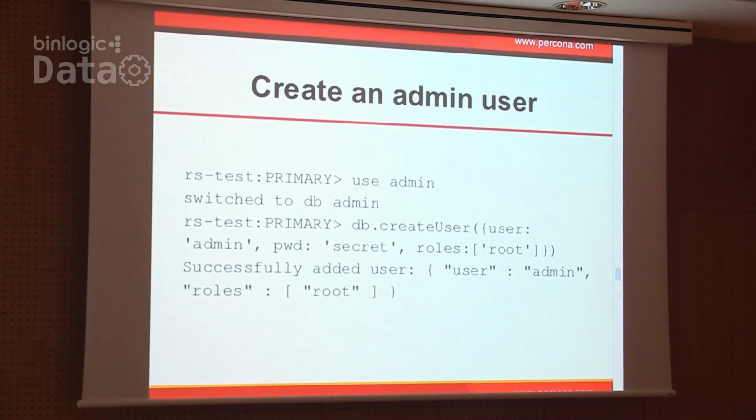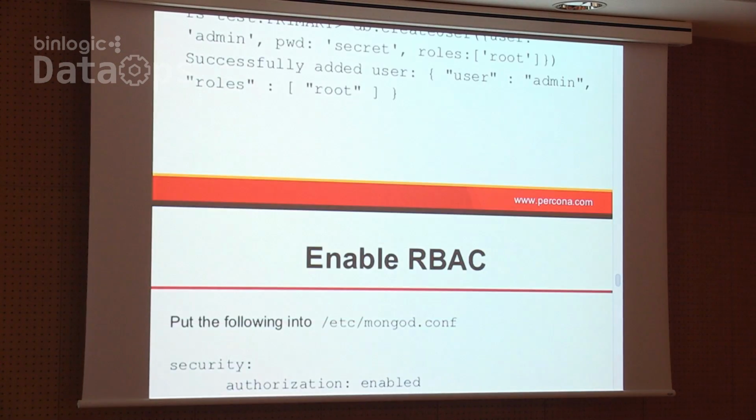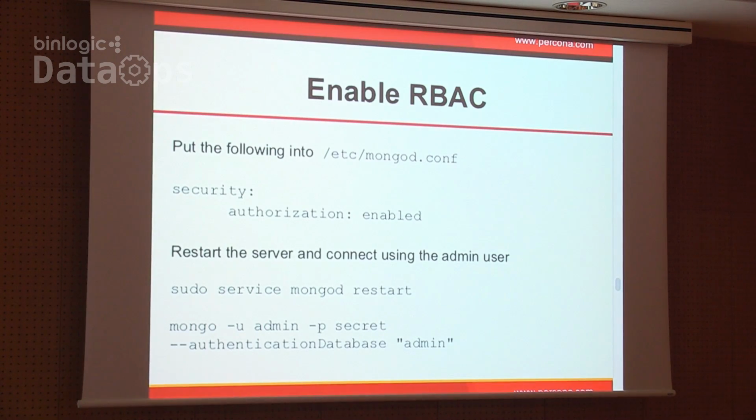So first of all, we need to create a new user. We connect to the admin database, and we run this kind of command, db.createUser. We define the name of the user, a password, and the roles, in this case, root. This is more or less the same as a super user in MySQL, for example. So successfully, we have created a new user. Then we need to enable the role-based access control. So we need to change something in the configuration file. In the security section, we put authorization enabled, and we restart the server.